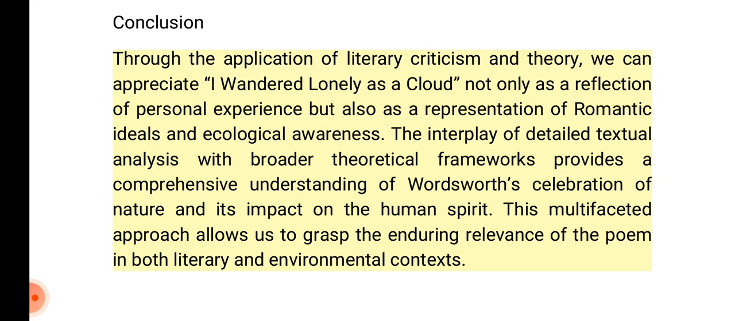Conclusion. Through the application of literary criticism and theory, we can appreciate "I Wandered Lonely as a Cloud," not only as a reflection of personal experience but also as a representation of romantic ideals and ecological awareness. The interplay of detailed textual analysis with broader theoretical frameworks provides a comprehensive understanding of Wordsworth's celebration of nature and its impact on the human spirit. This multifaceted approach allows us to grasp the enduring relevance of the poem in both literary and environmental contexts.